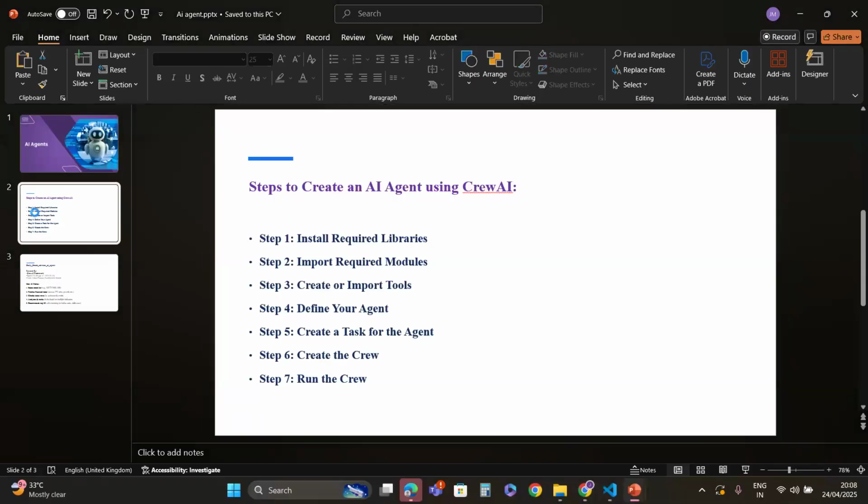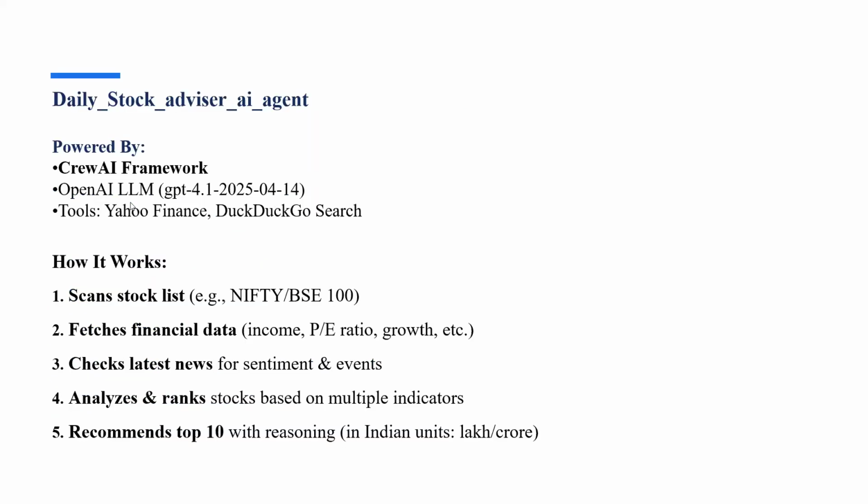This stock advisor, how does it work? First, we create one agent. It will help us to search all over the data of stocks regarding each and every company. Then the second step, it will fetch financial data regarding income, P/E ratio, growth, market cap, EBITDA, and all other required information which is helpful to us to choose a stock. All that information will be created by our second agent.